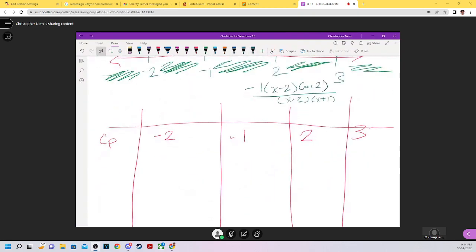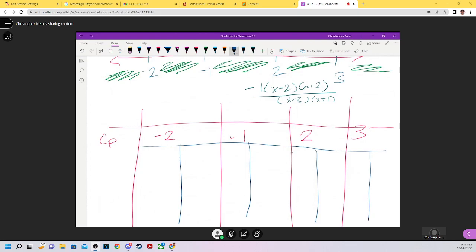So now I have to choose test points. Something to the left of each of these values, or something to the left and something to the right of each value. So let's break this up even further. This is negative 2 to the left, negative 2 to the right, negative 1 to the left, negative 1 to the right, 2 to the left, 2 to the right, 3 to the left, 3 to the right.